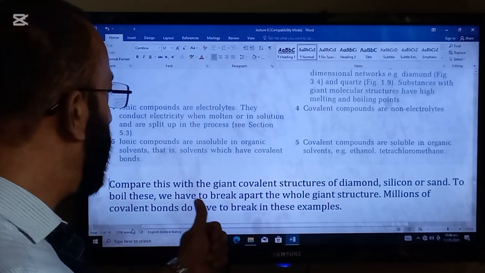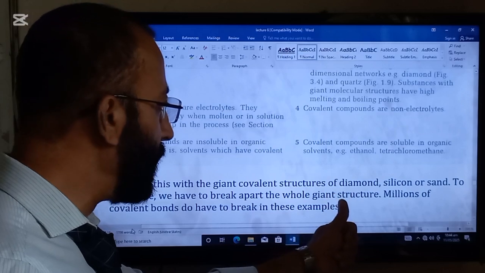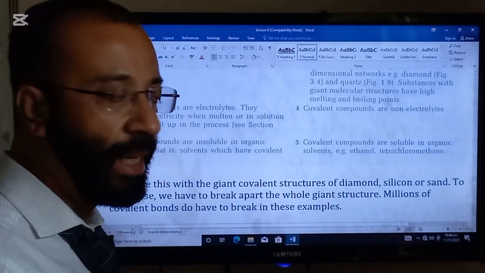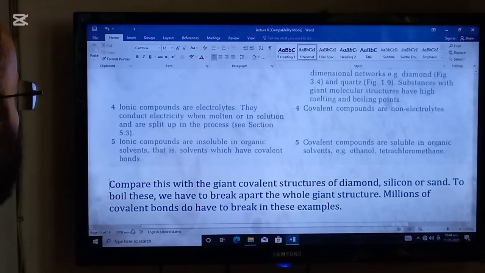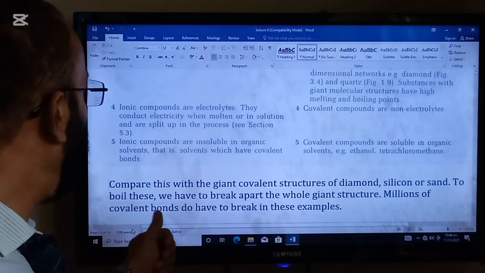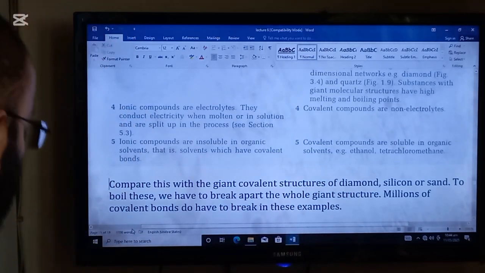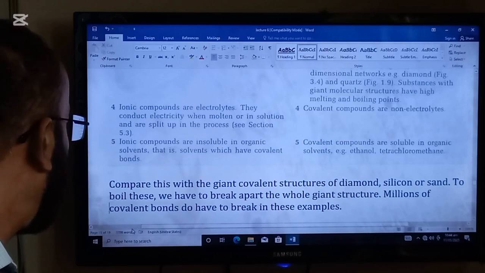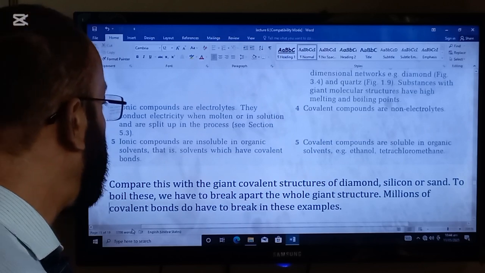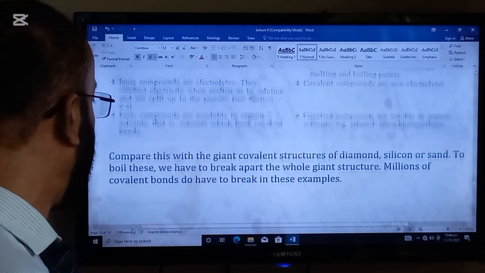Compare this with the giant covalent structures of diamond, silicon, or sand. To boil these, we have to break apart the whole giant structure. Millions of covalent bonds have to break in these examples.